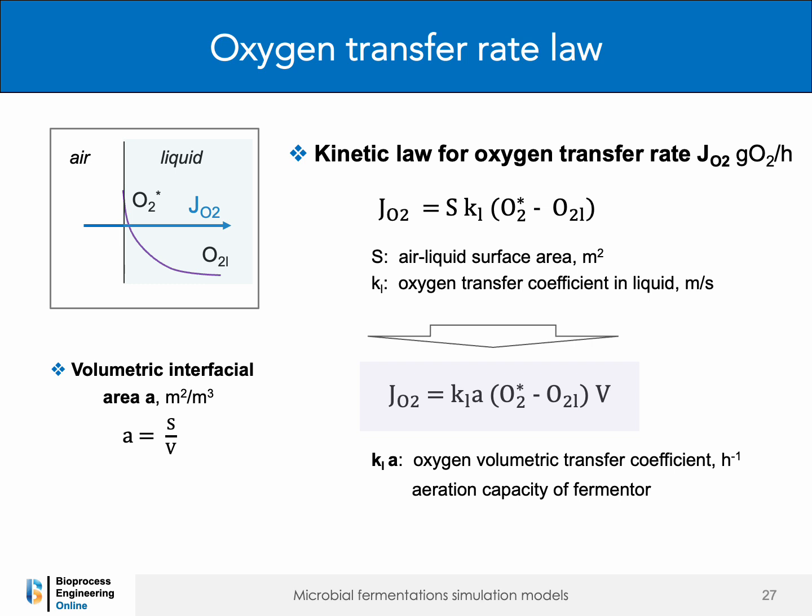One generally introduces the volumetric interfacial surface area A in square meters per cubic meter between the air and the solution, defined as the transfer surface area S divided by the medium volume V. The rate of oxygen transfer, JO2, is then expressed as JO2 equals KLA (O2* minus O2L) V. The product KLA, in hour minus 1, is the volumetric oxygen transfer coefficient between the air and the liquid solution. It characterizes the oxygen transfer capacity of the aeration system.